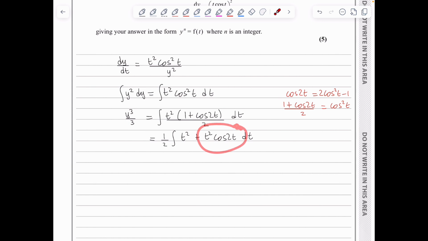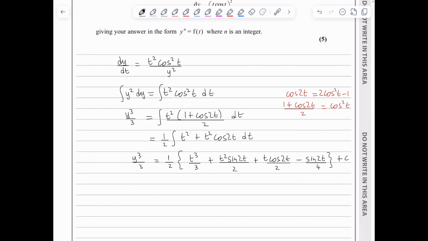we evaluated in part A. So we're looking at y cubed over 3 being equal to a half, and the integral of t squared is t cubed over 3. The integral of t squared cos 2t is going to be t squared sine of 2t over 2 plus t cos 2t over 2 minus the sine of 2t over 4, and there is a plus c as well.